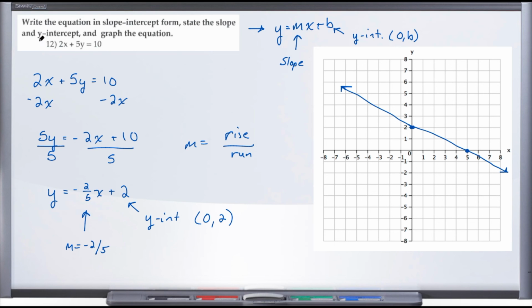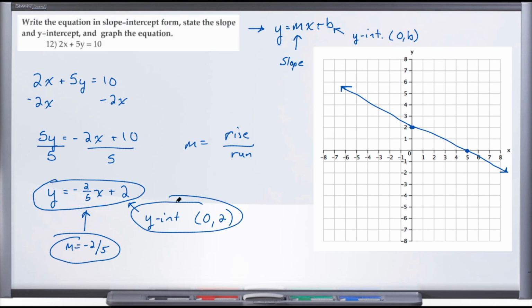And so let's go ahead and make sure we've answered the question. Write the equation in slope-intercept form. Well, we did that here. And state the slope. We did that here. m equals negative 2 over 5. And the y-intercept, we did that here. And then graph the equation, we did that here, and so we have answered all 4 parts completely.